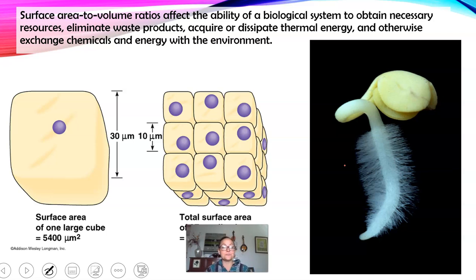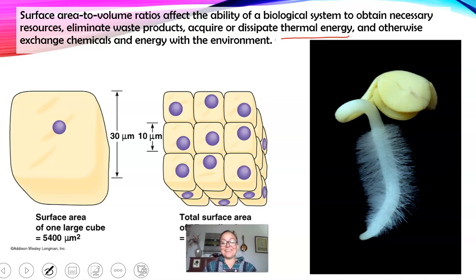Surface area to volume ratios affect the ability of biological systems to obtain necessary resources, eliminate waste products, acquire or dissipate thermal energy, and otherwise exchange chemicals and energy with their environment.